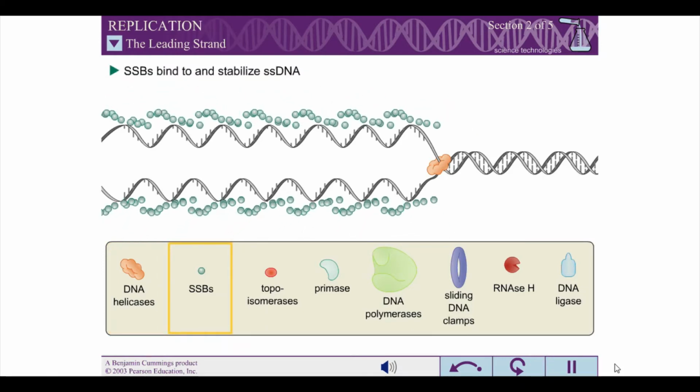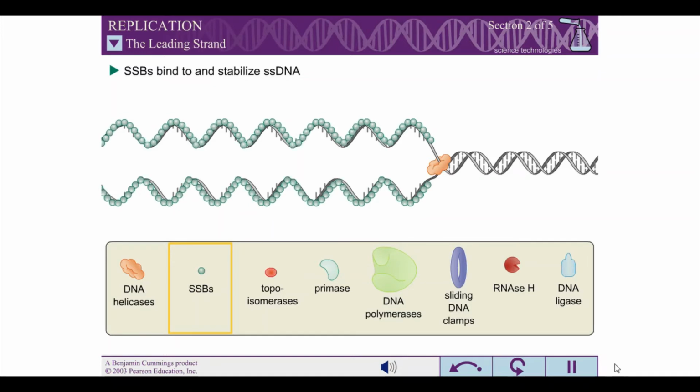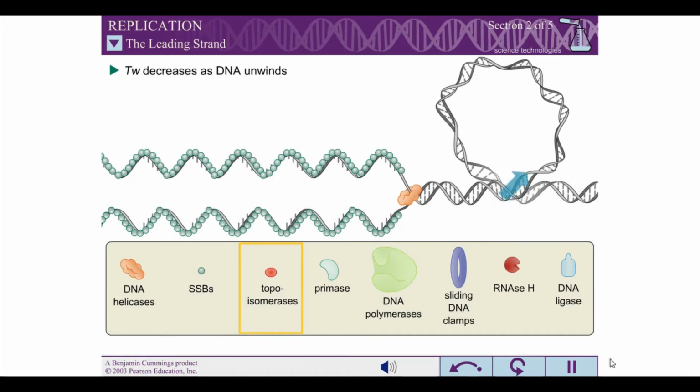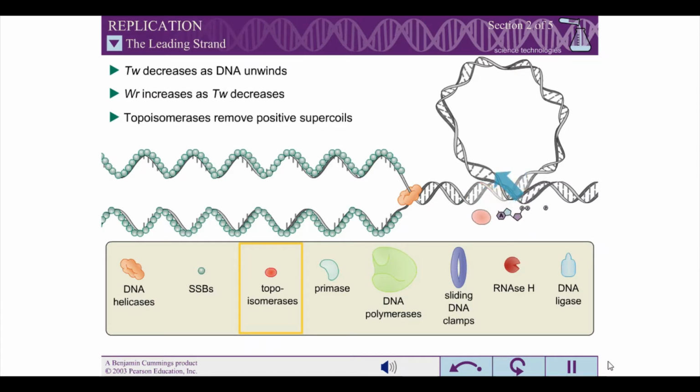Single-stranded DNA binding proteins, or SSBs, bind to the single-stranded DNA to stabilize the separated strands. As the DNA unwinds, the twist number decreases. Therefore, the writhe number must increase, causing the DNA to become positively supercoiled. These supercoils are removed by topoisomerases.